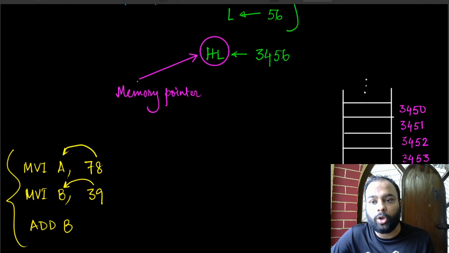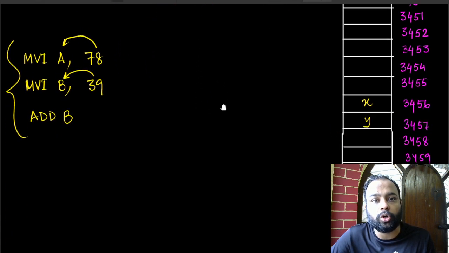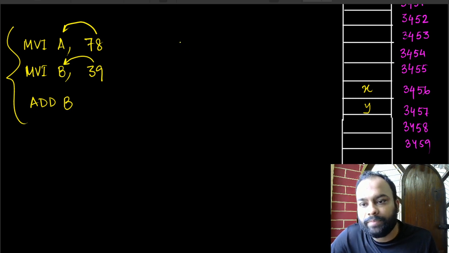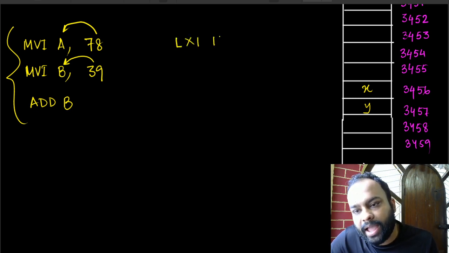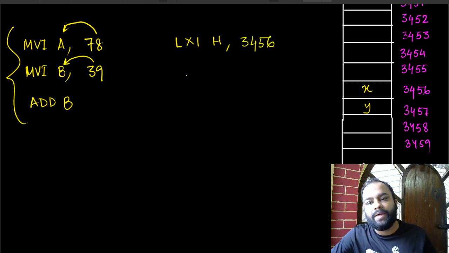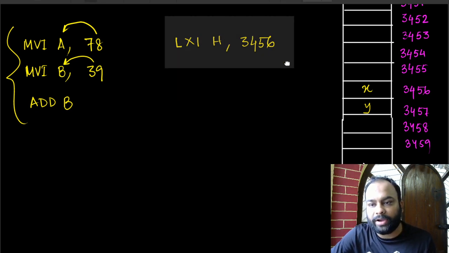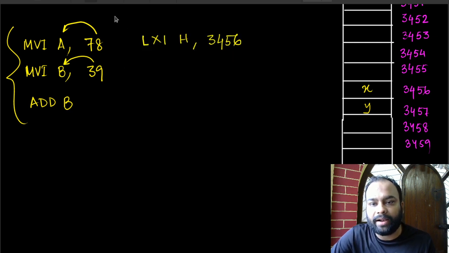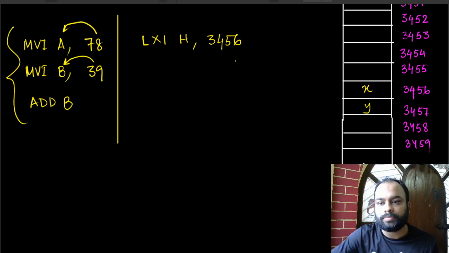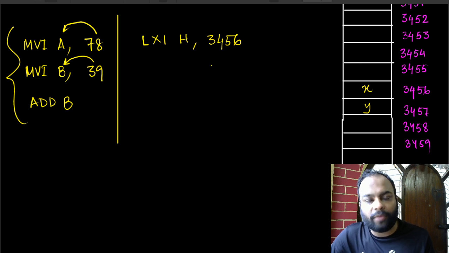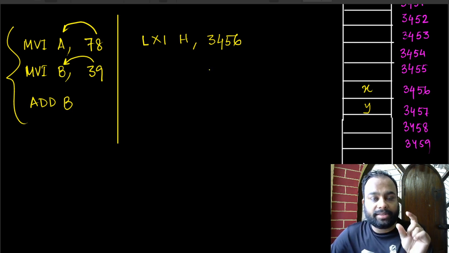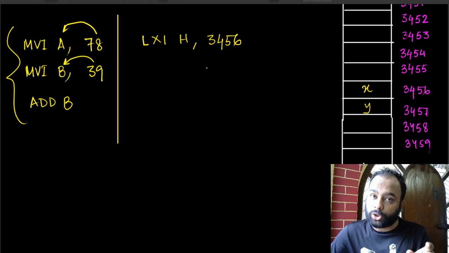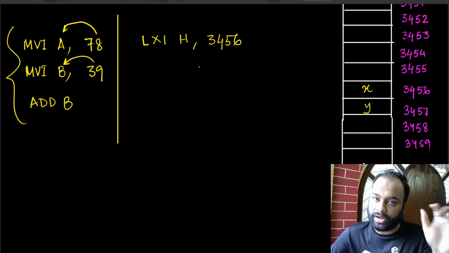I told you earlier that the HL register pair is also known as the memory pointer. So what I mean is, if I do LXI H, 3456, what happens? The HL register pair gets a value of 3456, right? All right, the HL register pair gets a value of 3456. But the value of the HL register pair is also known as the memory pointer. Try to understand what I just said.